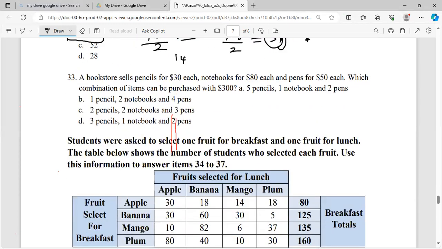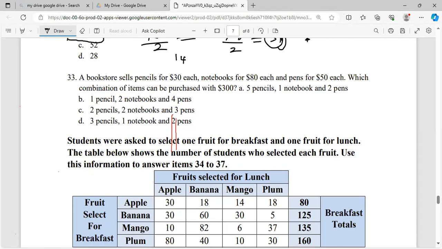And the last sets are more tedious. A bookstore sells pencils for $30 each, a notebook for $80 each, and pens for $50 each. Which combination of items can be purchased with $200? Work them out, guys, and give me the exact number. WhatsApp it to me. Alright? It can take about 4 minutes to do this.